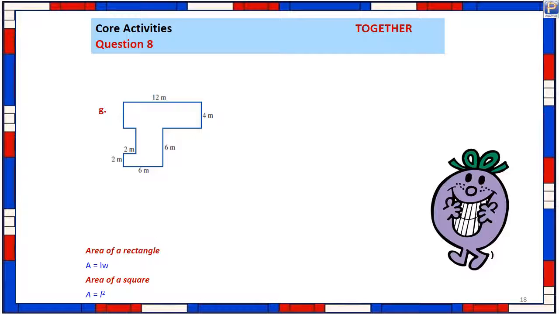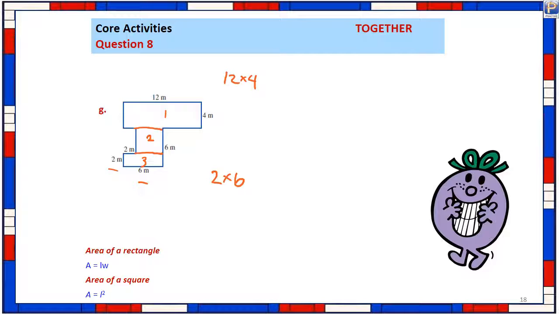Okay, and so you can have a go at these ones. This one here, you might like to divide it, say, through the middle there. All right, let's call this 1, 2, 3. Rectangle 1 we can see is 12 times 4. Rectangle 3 we can see is 2 times 6. So we've got to work out rectangle 2.